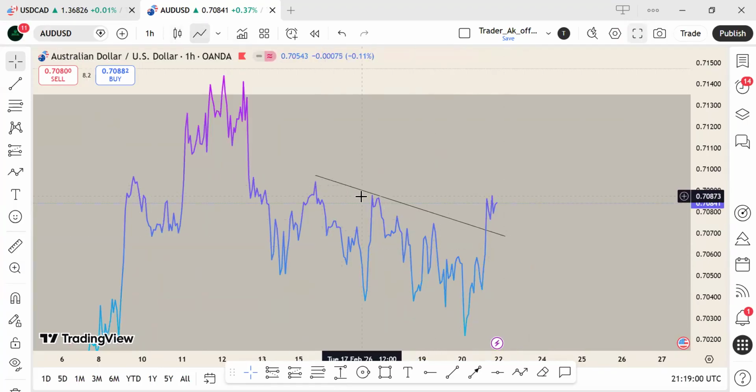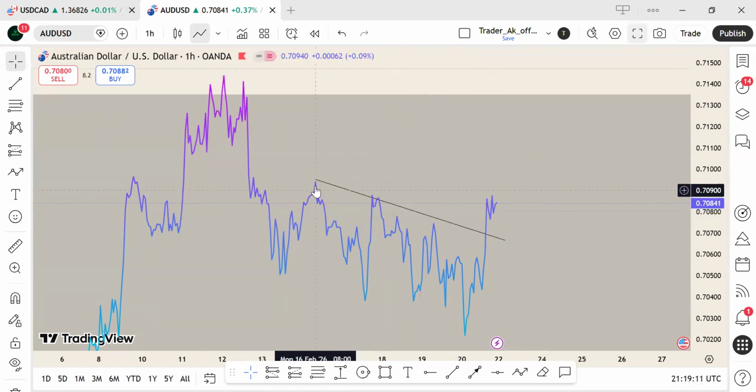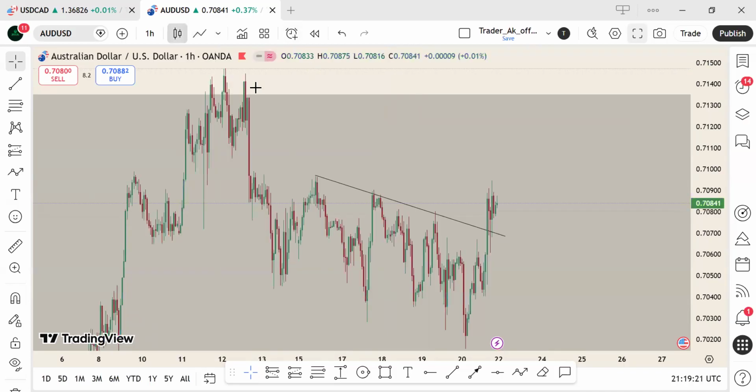At least you can see 1, 2, 3 points close to our line. So if you drop this closer, you can see that yeah. Sometimes I do use line charts. So this is like 1, 2, 3 points close to your line. And if you play it back on candle charts, you can see that actually there's a trend line there.